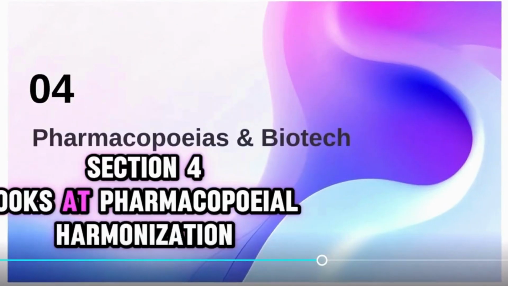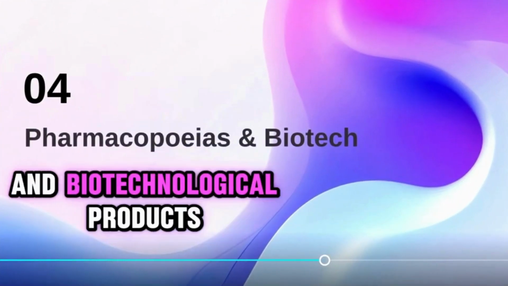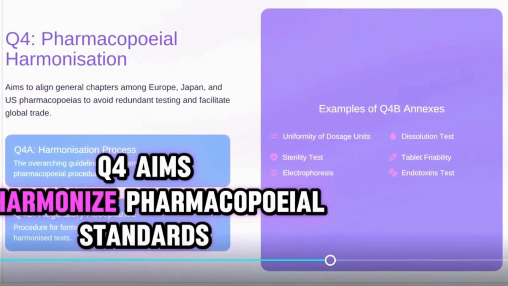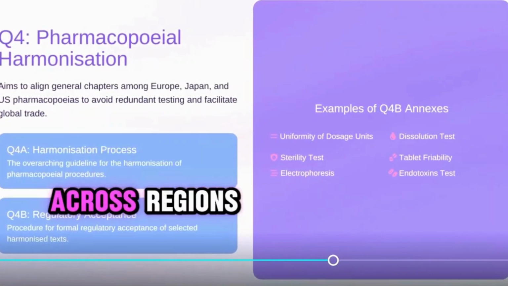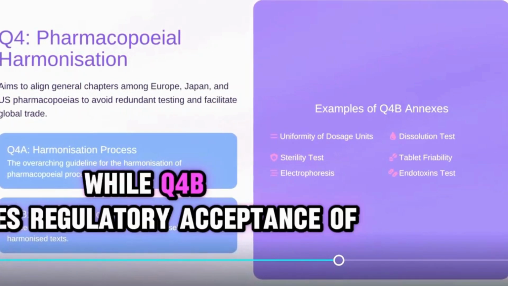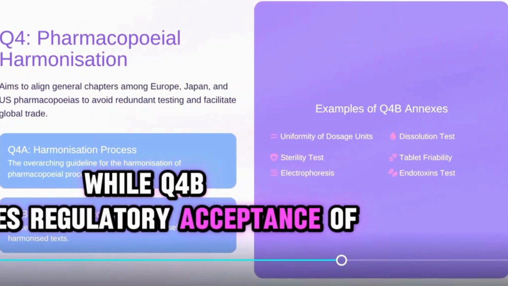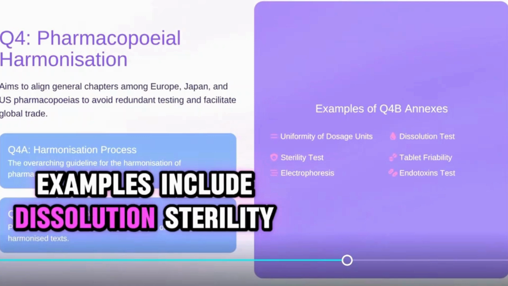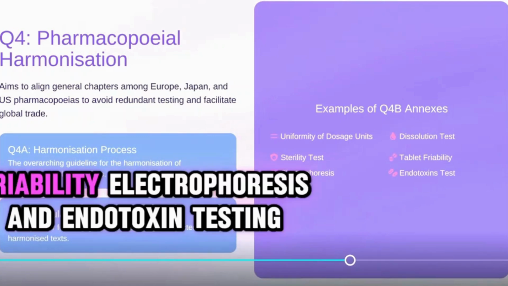Section 4 looks at pharmacopoeial harmonization and biotechnological products. Q4 aims to harmonize pharmacopoeial standards across regions. Q4A sets the process, while Q4B defines regulatory acceptance of harmonized texts. Examples include dissolution, sterility, friability, electrophoresis, and endotoxin testing.